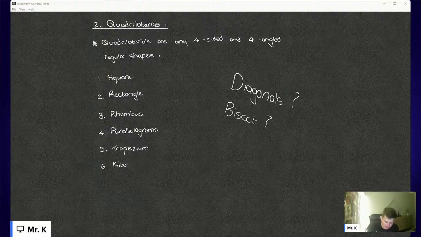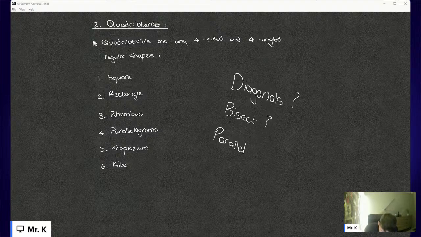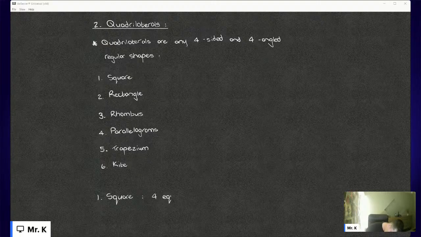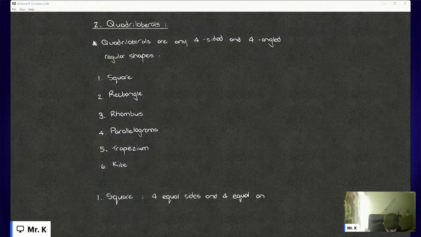We need to also discuss things like sides that are parallel. We need to know the symbol for parallel sides and the shape. And there's a lot more, but we'll get to discussing this as we go. So let's start with the very basics. We'll begin with shape number one, our square. What do we need to know about our square? Well, we have four equal sides and four equal angles. That's the easy part.